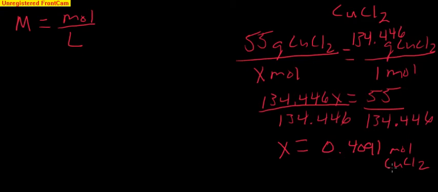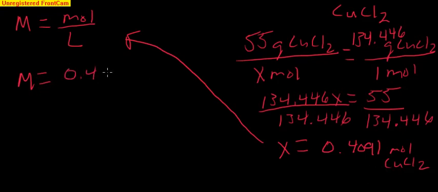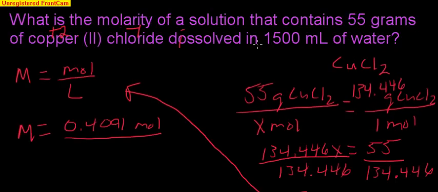So I'm going to take this number now, this is my moles, and I'm going to place it into my formula for molarity. So molarity was equal to moles, so we calculated our moles to be 0.4091 moles. And our liters from the problem, if we can scroll back up to the problem, it says 1500 milliliters. So we have to use liters.